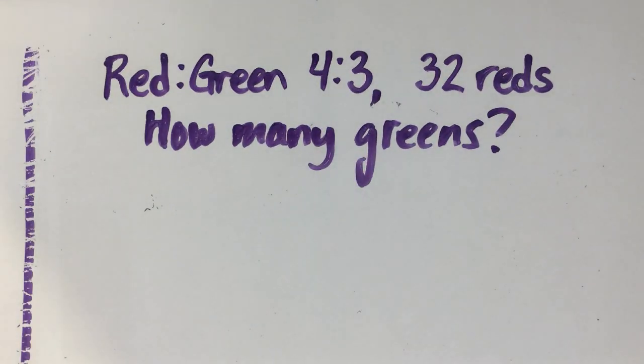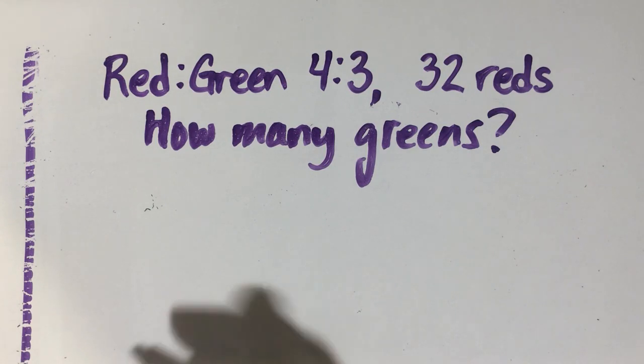All right, let's examine this next problem. So let's say we bought a different bag of M&Ms, and this time our ratio of red to green M&Ms is 4 to 3. And then our next piece of information is that we've already counted and we figured out that we have 32 reds. So if the ratio is 4 to 3 of red to green and we have 32 reds, we're trying to figure out how many greens we have. And we're going to do this without counting.